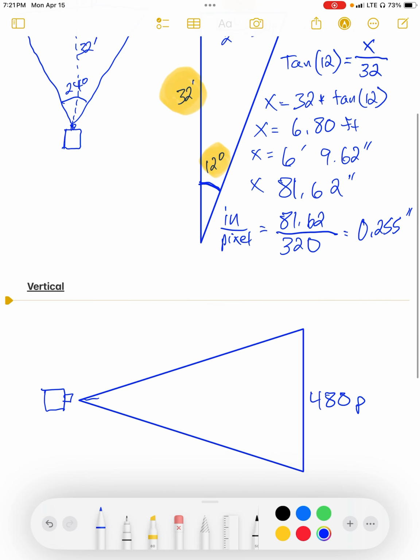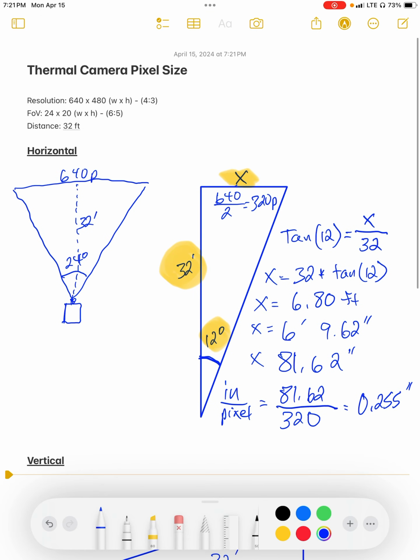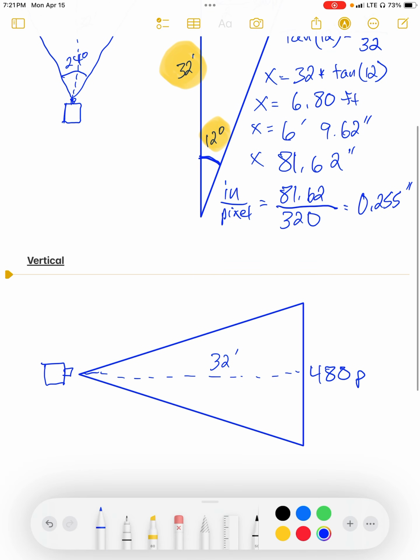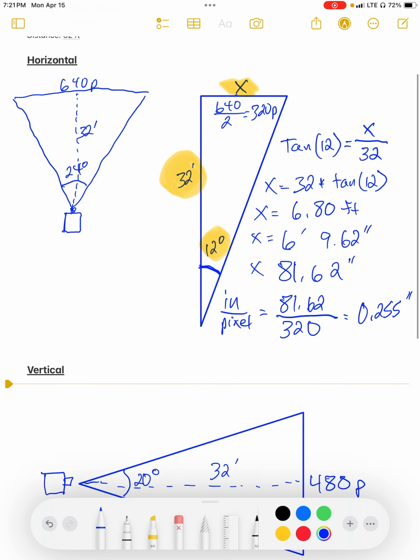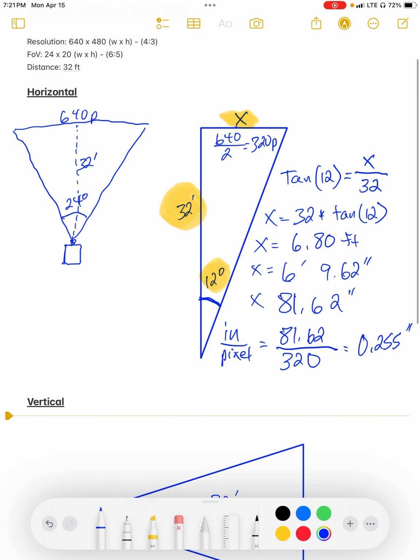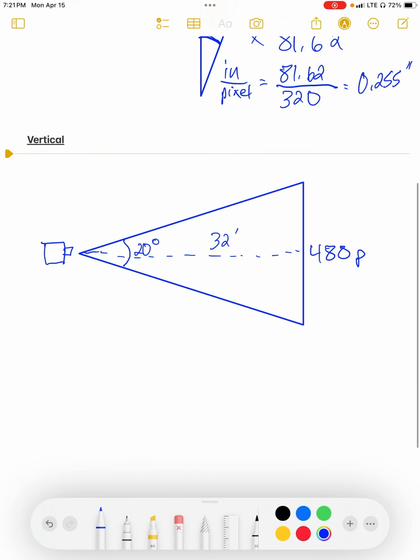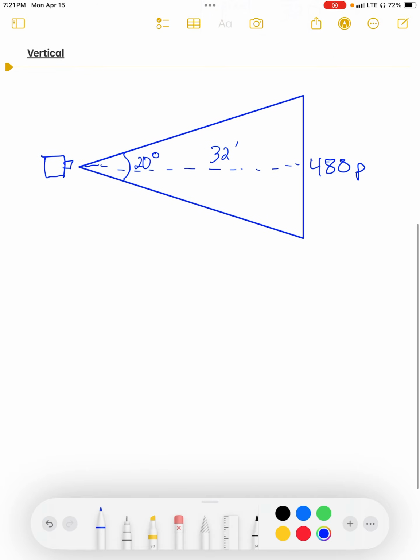Our distance is still 32 feet. But now our angle, where earlier it was 24, now it's only 20 degrees. So our angle here is 20 degrees. And that's for this full width. This is the full angle, not a half angle. But again, we're most interested in half of this, a right triangle. So I'm going to redraw that.